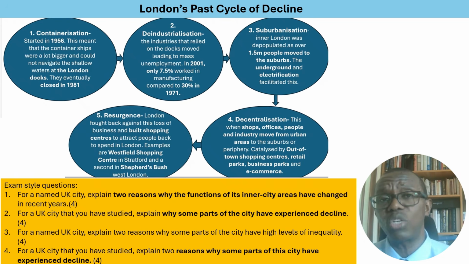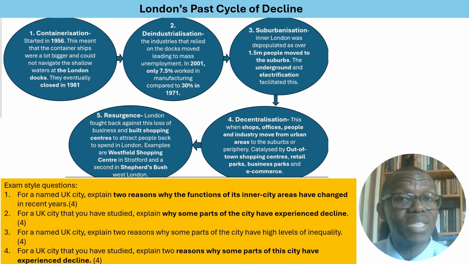So the industries that were there shut down and relocated to other places, and a lot of them especially moved abroad, where the manufacturing costs were a lot less. So that then led to mass unemployment in London, and in 2001 only 7.5% worked in manufacturing compared to 30% in 1971. So as we can see there, manufacturing really suffered during that time.